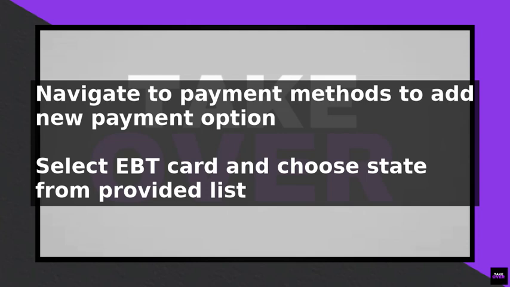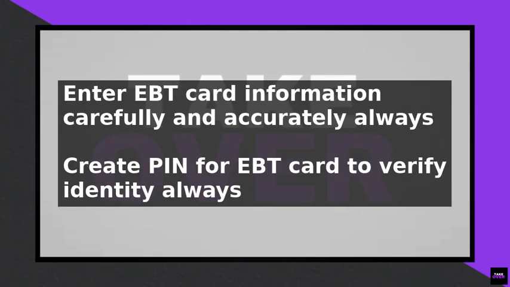You may also be asked to create a PIN for your EBT card, which will be used to verify your identity when making purchases. After entering your EBT card information, you will need to verify your card by answering a series of security questions or by receiving a verification code via email or text message. Once your card is verified, you can use it to make purchases through the Meijer app.